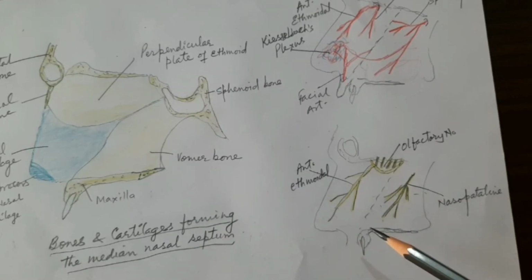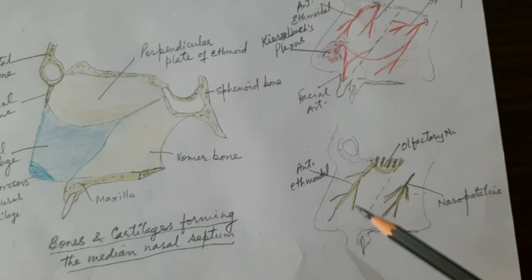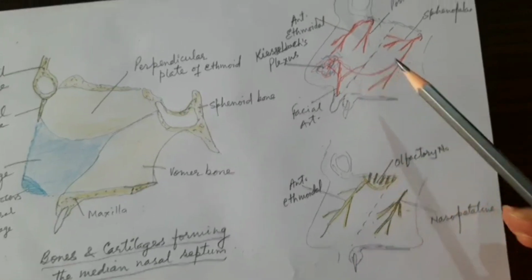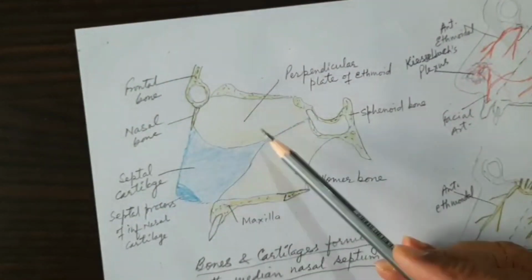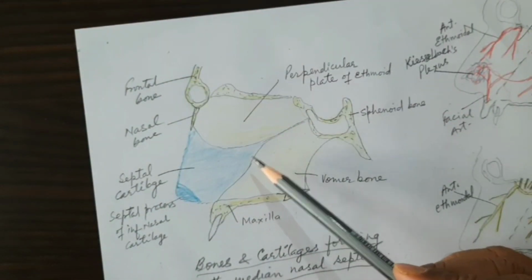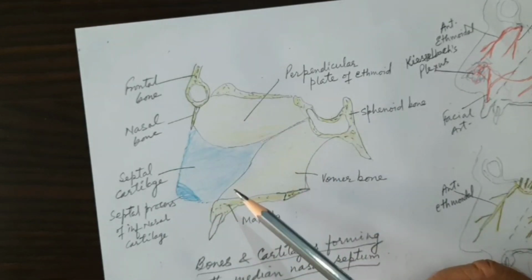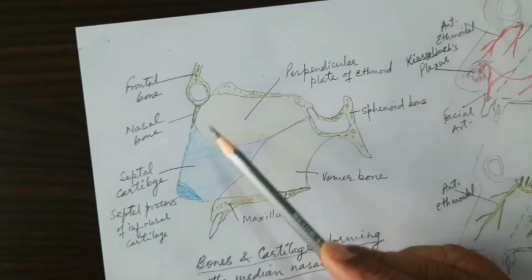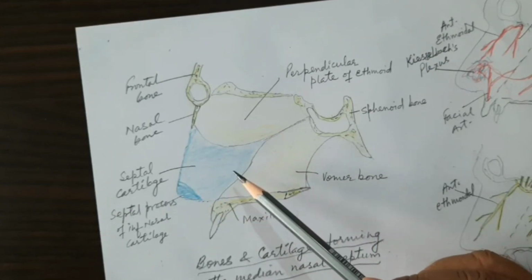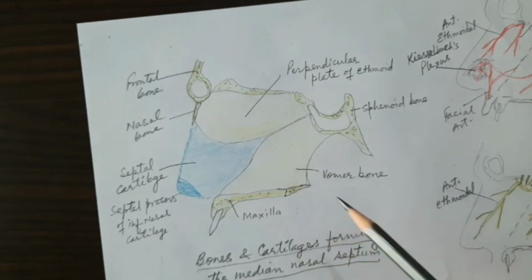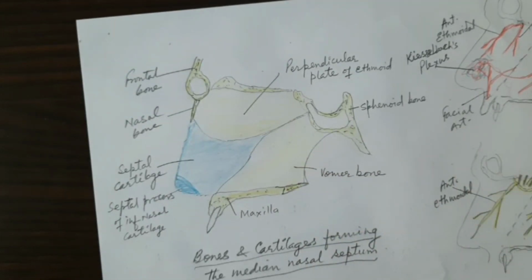Let's come to the lymphatic drainage. You can see the anterior half of the septum goes to the submandibular group of lymph nodes. Okay, so the anterior half of the median nasal septum will drain to the submandibular nodes, and the posterior half will drain to the deep cervical group of lymph nodes. So, submandibular and deep cervical groups of lymph nodes.